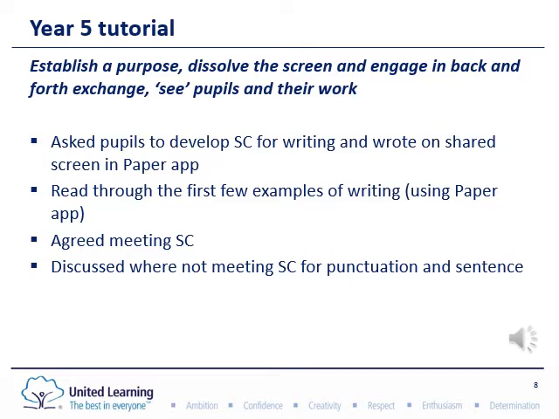using the interactive whiteboard, where the teacher wrote what they suggested for the success criteria, read through some of the examples of writing and got the whole group to agree where each piece was meeting the success criteria, which was mainly composition, and then asked the people that had written the piece of writing to possibly suggest where they weren't meeting the success criteria, and they came up with, very sensibly, the correct areas where they weren't meeting the success criteria.